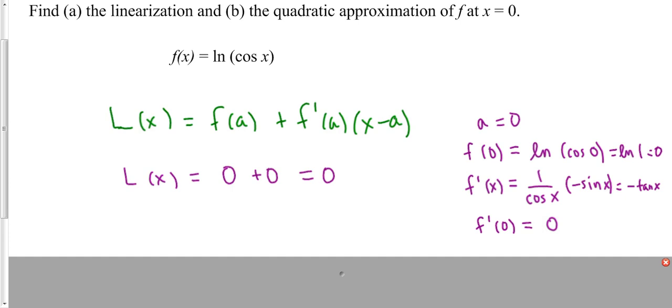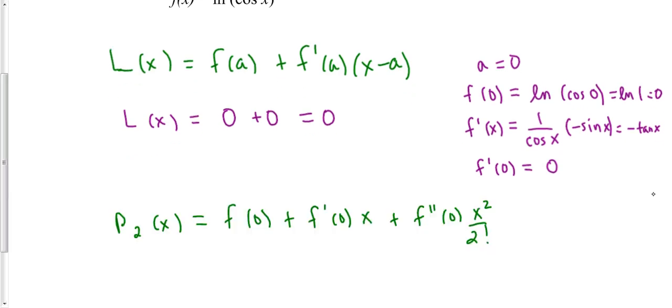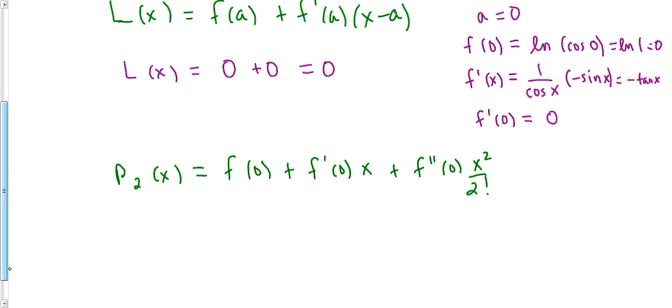Now, part B asks us to find the quadratic approximation of f. And the quadratic approximation is the second order Taylor polynomial, which I've written down here. And so we really just need to take another couple of derivatives, because this part right here is the linearization evaluated at 0, and we already know that that's going to be equal to 0.